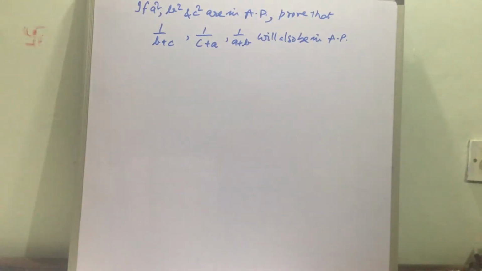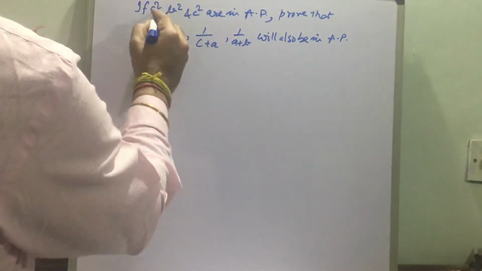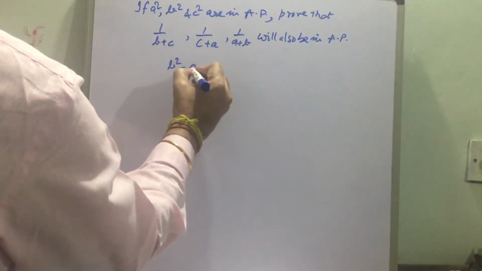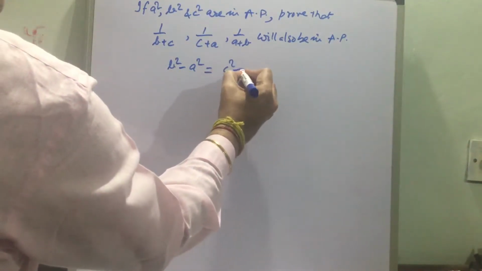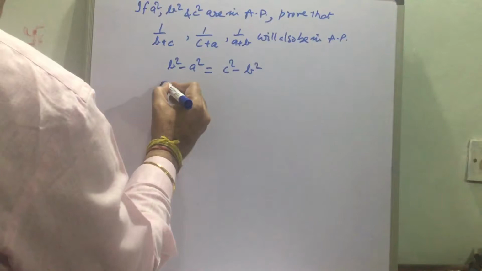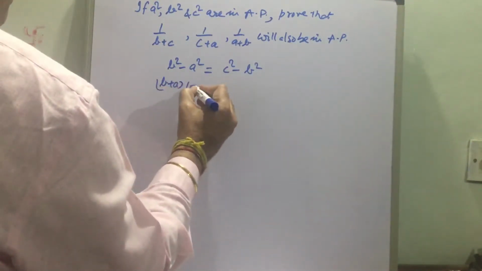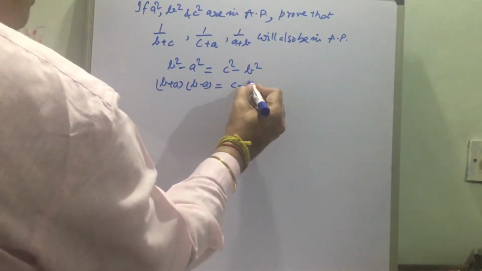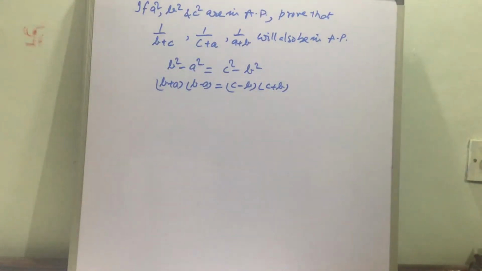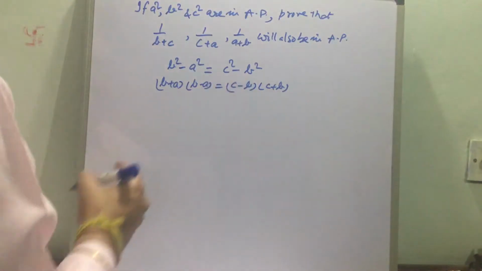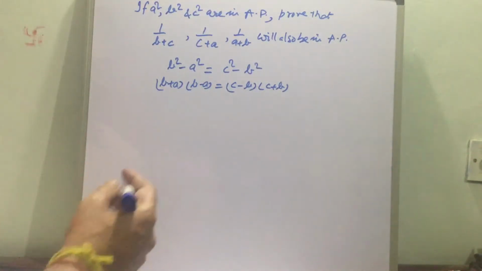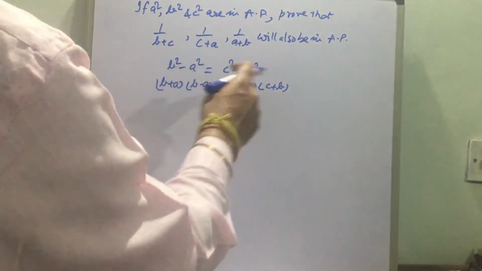So you can solve this as follows. See, a square, b square and c square are in AP, so we can write b square minus a square equal to c square minus b square. You can factorize this, we will get b plus a into b minus a equal to c minus b into c plus b. We divide this equation by a plus b, b plus c and c plus a. Still this will remain valid.